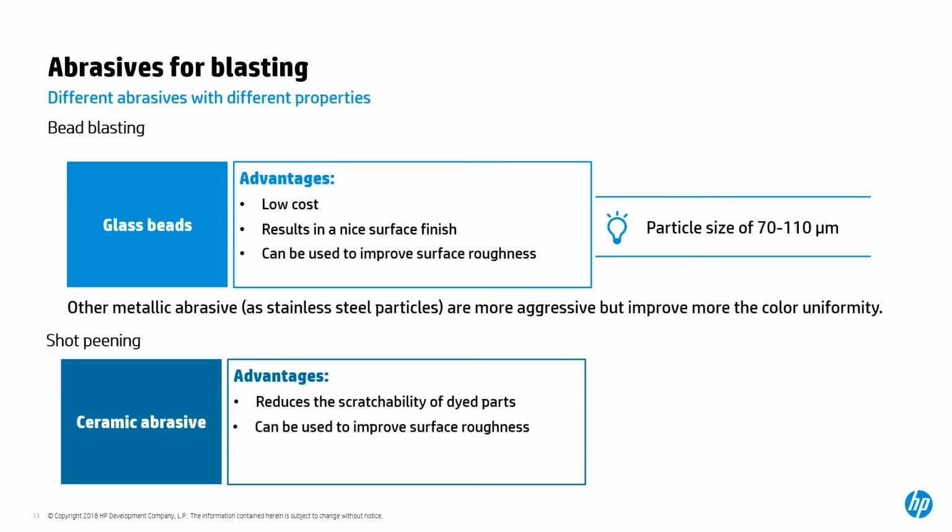And both of them could be used to improve the surface roughness by blasting the parts for a longer period of time. So if the parts are blasted for 20 minutes, the surface roughness could be reduced more than with the standard operation.